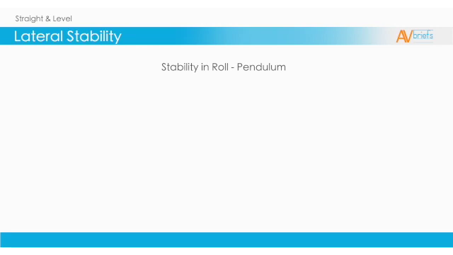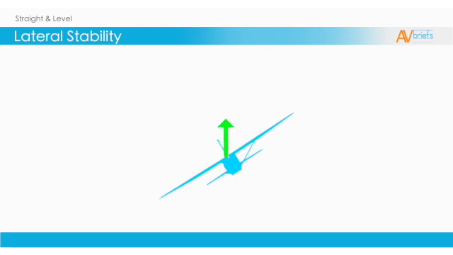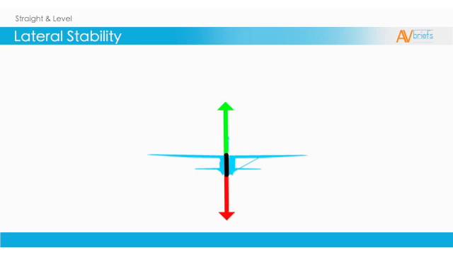Helping with stability in the roll is the pendulum effect. High-wing aeroplanes rely less on dihedral, and more on the pendulum effect. You can see in the diagram, the airplane rolls to the left. Lift is acting upwards, and weight is acting downwards. Due to the concentration of lift and weight acting around certain points, the airplane is literally pulled into a level attitude. It's like a string going through the center of the airplane, and when you pull it tight, it will level out the wings.